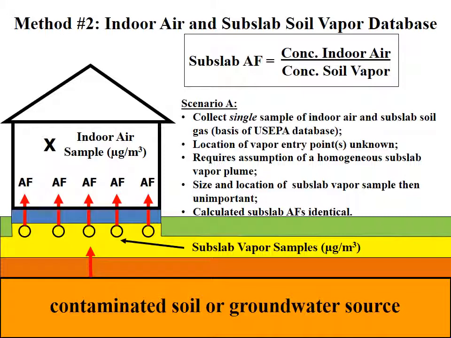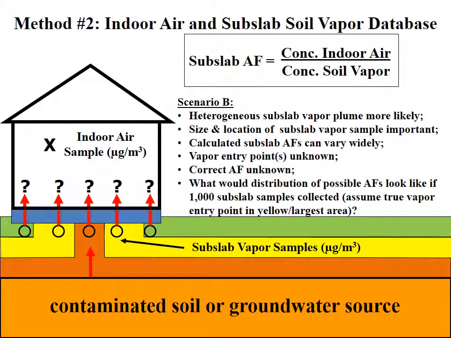But one thing to keep in mind is that for almost all of the examples in the database, they collected a single sample of indoor air and a single sample of subslab soil gas. An important thing to remember is that the location of vapor intrusion entry points in almost all of these structures was unknown. So for this method to be valid requires an assumption that the subslab vapor plume was homogeneous. If this is the case, then the size and location of the subslab vapor sample isn't really important. You'll get the exact same subslab attenuation factor no matter where you collect your subslab soil gas sample.